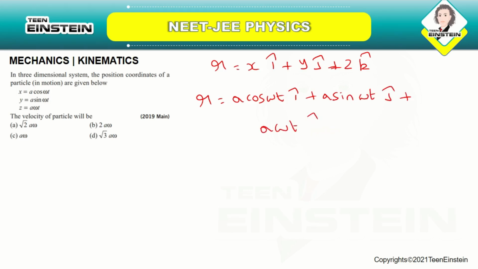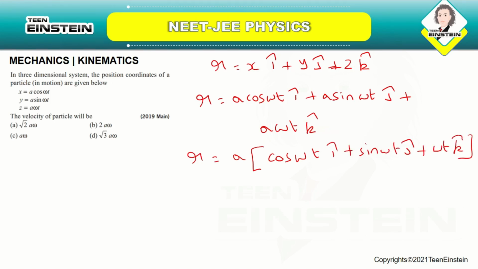Okay, so this is k. Now you take this a as common, r is equal to a into cos omega t i plus sin omega t j plus omega t k.